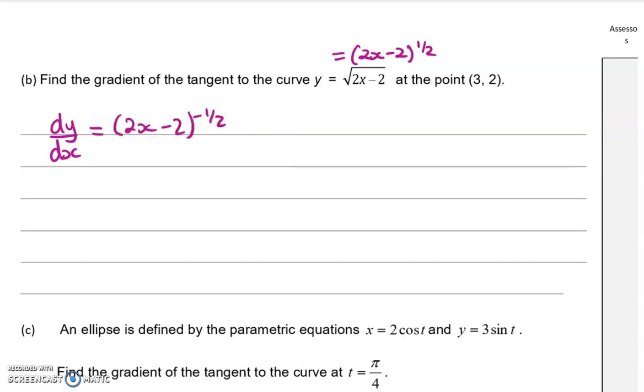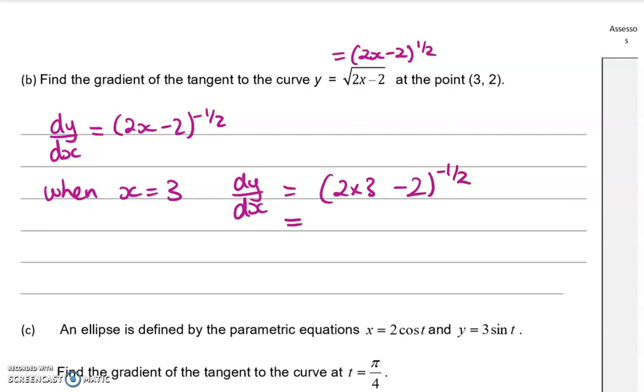Okay, so the gradient of the tangent at this point, so when x is equal to 3, we will get the gradient being 2 times 3 minus 2 to the power of minus a half, which you can pop straight into your calculator and get the answer of a half. 2 times 3 is 6, minus the 2 is 4, square root it is 2, and then 1 over gives you a half.